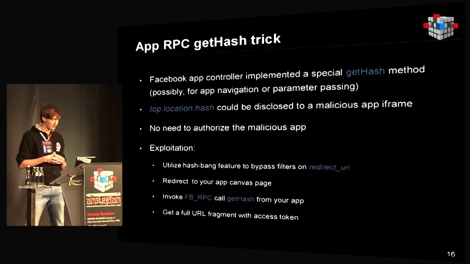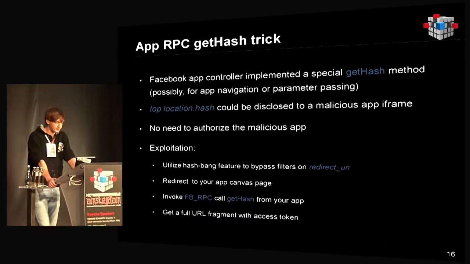And there was a special method called getHash. It was used obviously to get the full hash contents. And if you remember, the XSS token sits inside this hash. So I built an application which just invoked this call, to get the full hash contents. And I also relied on the hash bang navigation to bypass filters on the direct URI.